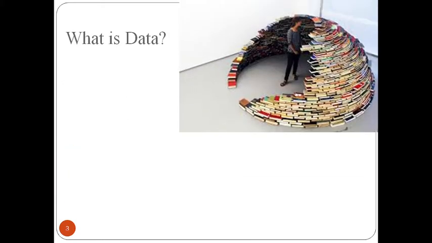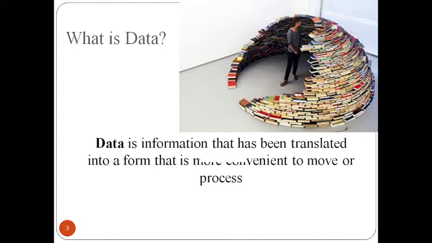So let's begin with what is data. Data is information that has been translated into a form that is more convenient to move or process. Data means anything that we are going to store in electronic devices. It can be images, videos or text, whatever. Whatever we store or convert into storage in electronic devices is called data.